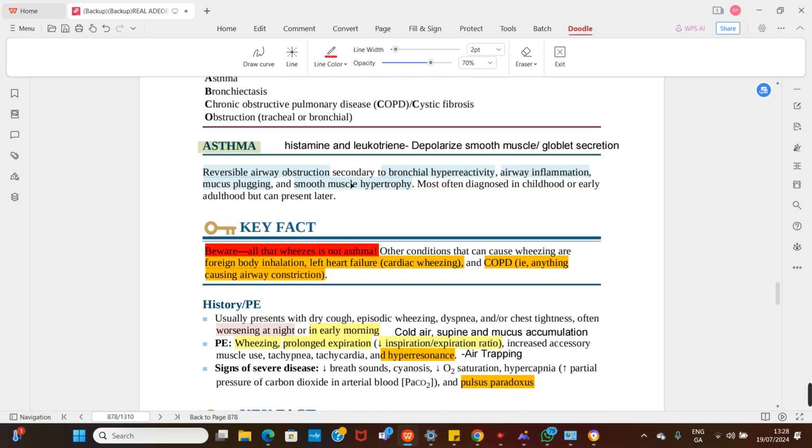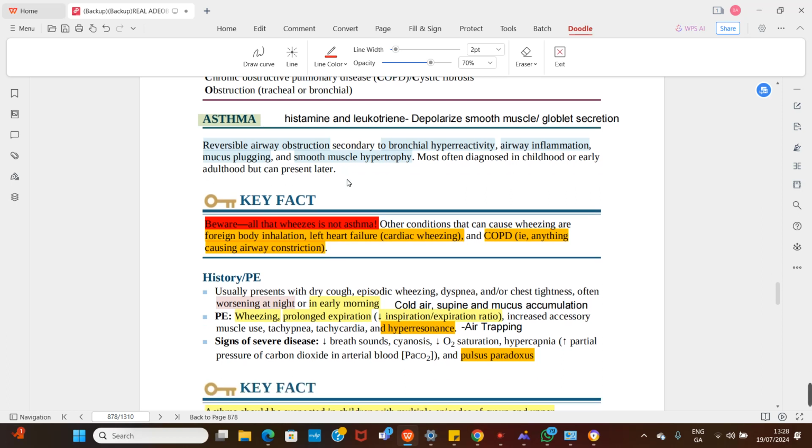So don't forget, type 1 hypersensitivity in asthma. They are very responsive to normal innocuous antigen, which leads to airway inflammation. The goblet cells start secreting mucus. The smooth muscle also undergoes hypertrophy from the inflammation. This narrows the airway, and it creates a problem for expiration.